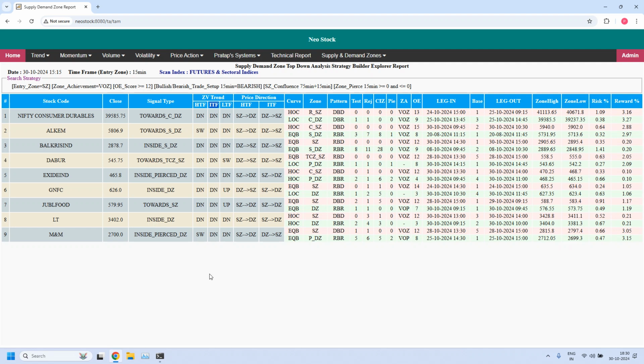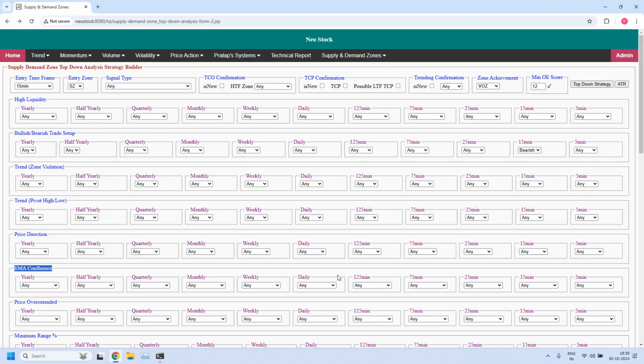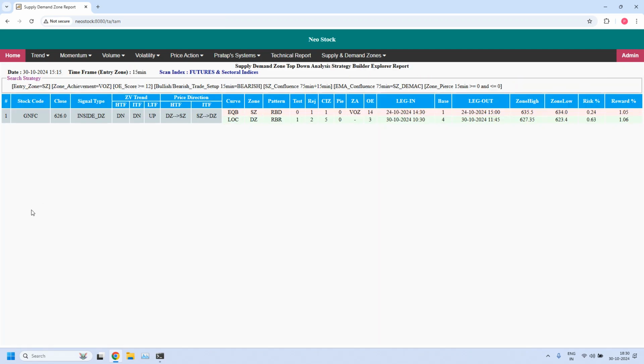ITF trend is down. If any of these 75 minute supply zones are having daily EMA confluence, they are even more high probability setups. Let's verify. In the EMA confluence at 75 minutes time frame, 75 minutes supply zone with daily EMA confluence, we got only 1 stock. So GNFC, this 15 minute supply zone is a high probability setup supported stock. Because the 15 minute supply zone is part of the 75 minute supply zone, and the 75 minutes trend is downtrend, and the 75 minutes supply zone is having daily EMA confluence.